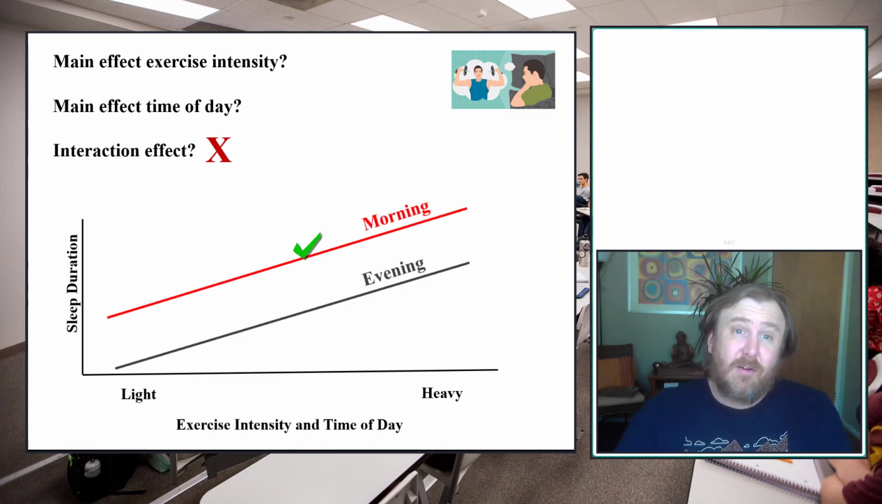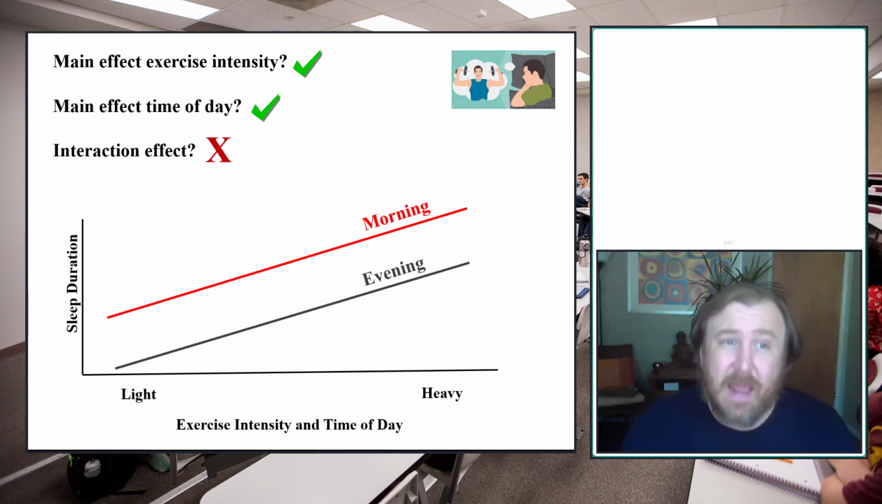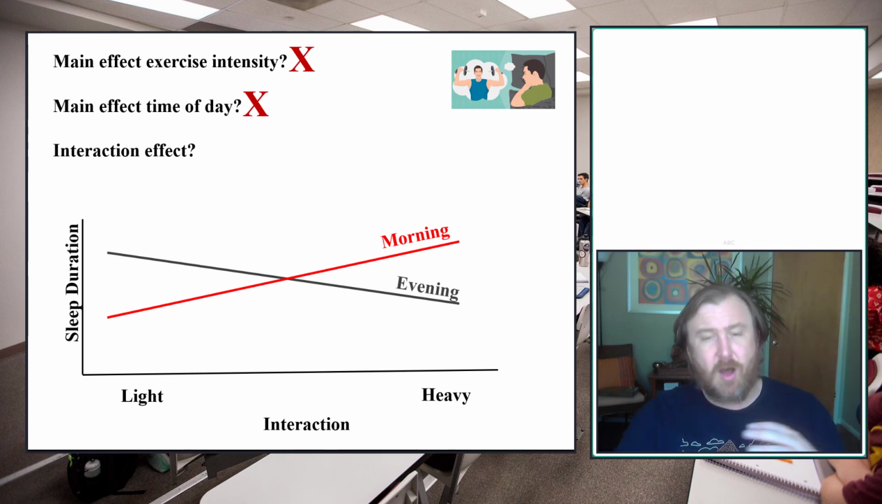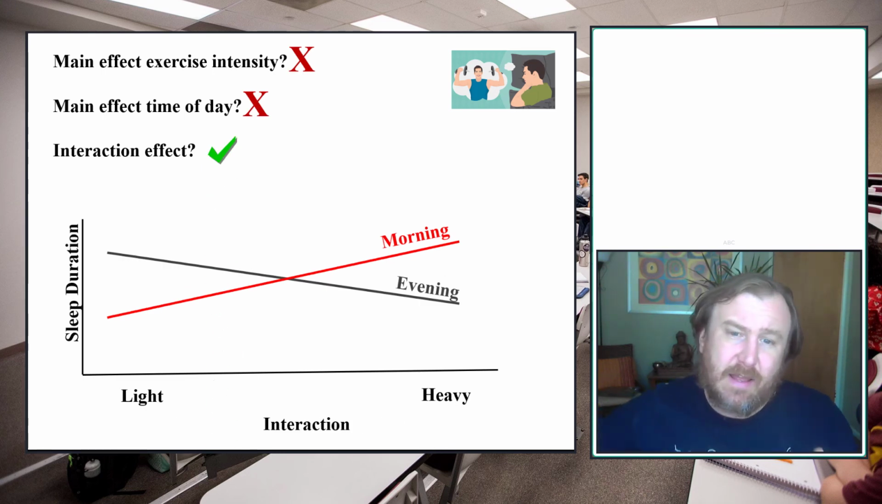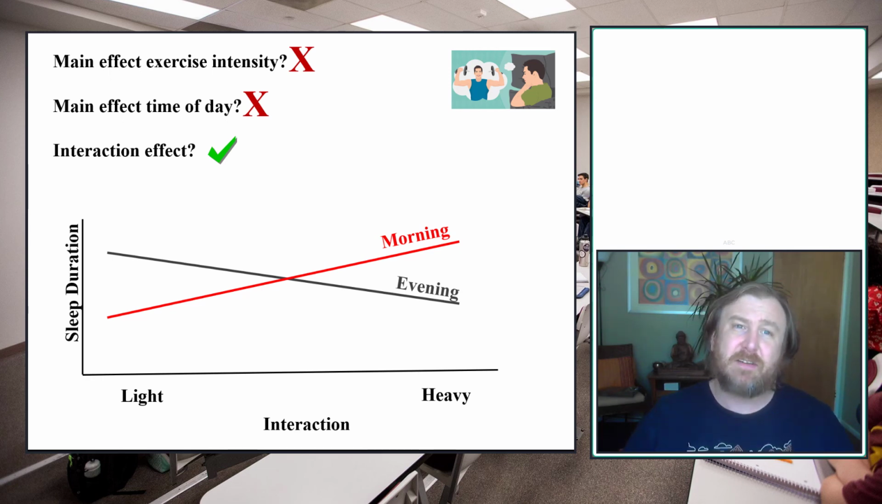Okay, so here we've got a main effect of exercise intensity and a main effect of time of day. But there's no interaction effect. These lines aren't crossing each other. And then here is an example of what's called a crossover interaction, where we can see there's an interaction because they're clearly crossing over each other. However, there's no main effect for exercise intensity and no main effect for time of day.